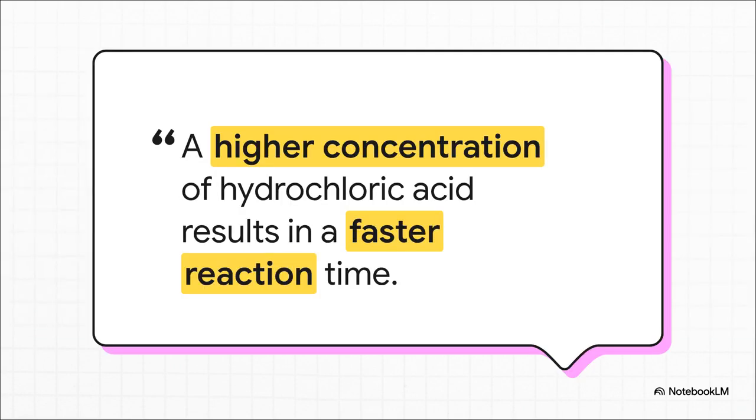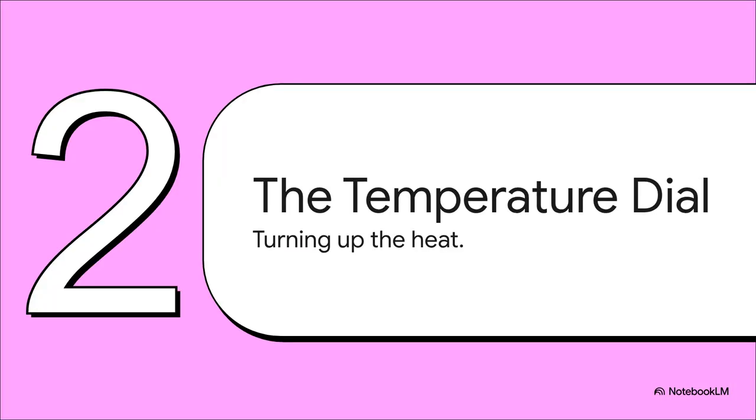And the result? It's not even close. The beaker with the highest concentration, our most crowded party, dissolves that magnesium strip way, way faster than the others. It's really that simple. You turn up the concentration dial, you turn up the speed of the reaction. Boom.